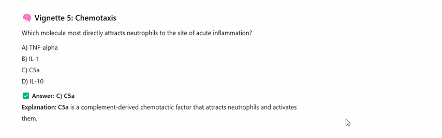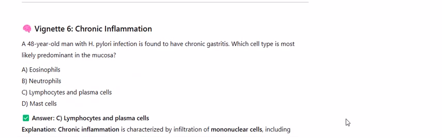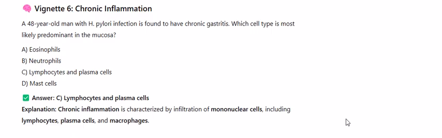Vignette 6. Chronic inflammation. A 48-year-old man with H. pylori infection is found to have chronic gastritis. Which cell type is most likely predominant in the mucosa? A. Eosinophils. B. Neutrophils. C. Lymphocytes and plasma cells. Answer C. Lymphocytes and plasma cells. Explanation: chronic inflammation is characterized by infiltration of mononuclear cells, including lymphocytes, plasma cells, and macrophages.